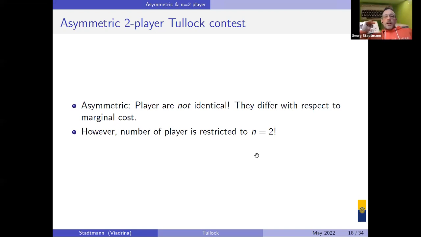So now I would like to talk about an asymmetric two-player Tullock contest. So N is equal to 2. Asymmetric implies that the players are not identical. They differ with respect to marginal cost. However, in order to keep this model tractable, we have to restrict the number of players to 2. So we are looking at a duopoly, like 2 players are competing against each other.